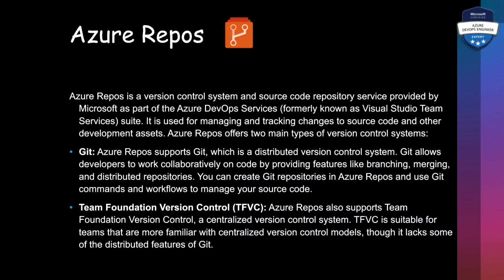Second one is Team Foundation Version Control, also known as TFVC. Azure Repos also supports Team Foundation Version Control. It is a centralized version control system. TFVC is suitable for teams that are more familiar with centralized version control models, though it lacks some of the distributed features of Git. So nowadays we use distributed version control system instead of centralized version control system because distributed version control system has many advantages as compared to centralized version control system. We will see in next slide.